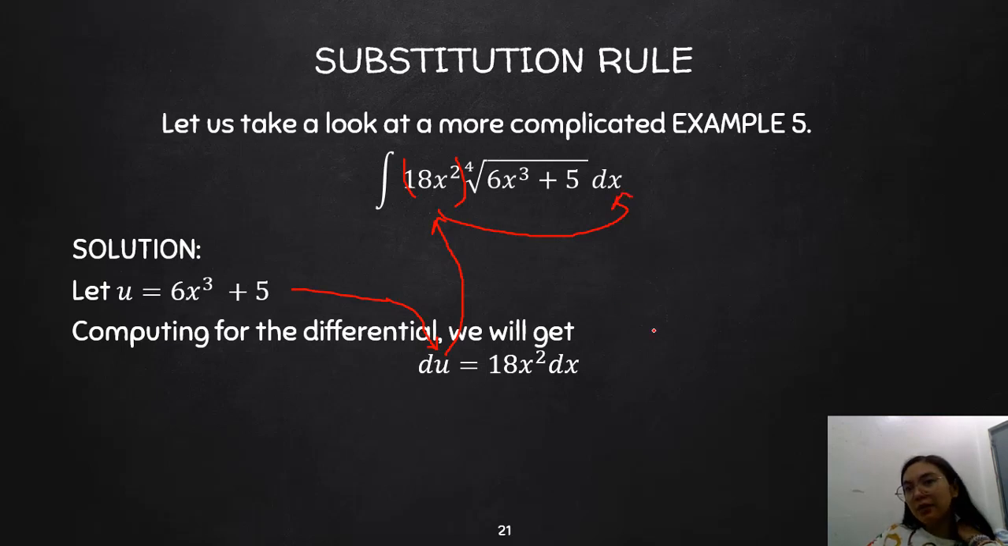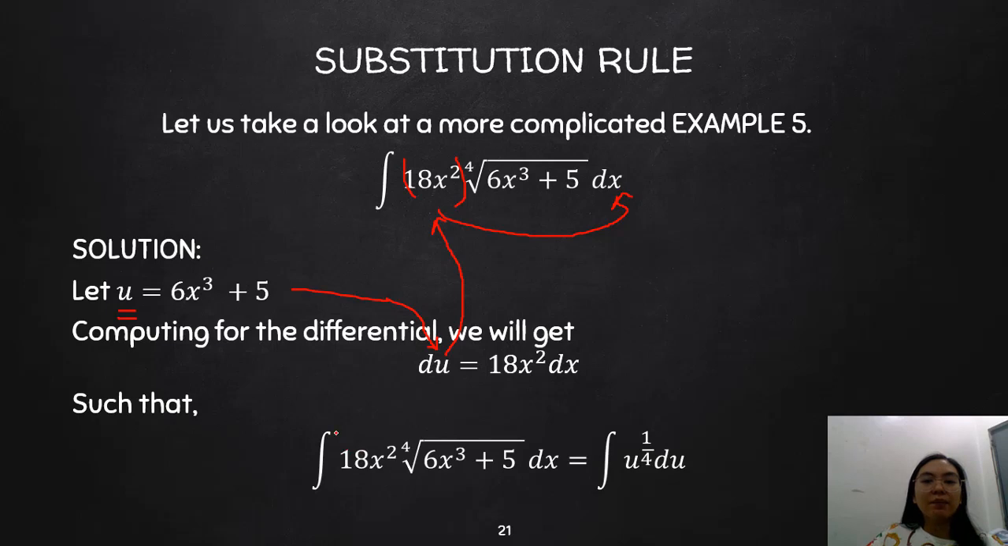So, parang ililet mo yung isang function to be equal to a certain variable. Usually, ang ginagamit na u, such that pag kinuha mo yung differential ng function na yun, makikita mo siya doon sa main equation mismo.